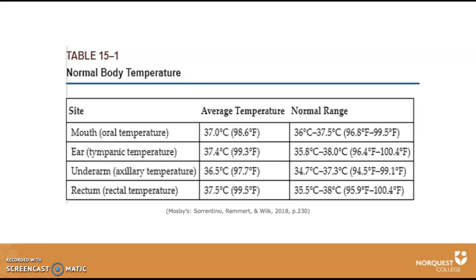Take a look at the table. The normal range for Celsius temperatures is 36 to 37.5. 36.5 is above 36 and below 37.5, so it is within the normal range for an oral temperature. So you would record the temperature, but you would not need to report it.